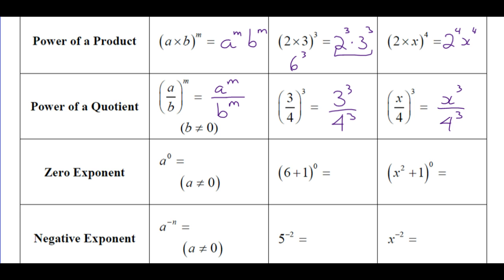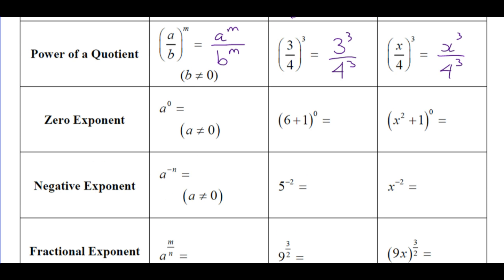Zero exponent. Anything to a 0 exponent is 1. Well, anything but 0. 6 plus 1 to the 0 is 1. x squared plus 1 to the 0 is 1. Okay, so even if you have a more complicated expression, if it's raised to the exponent 0, the result is just 1.